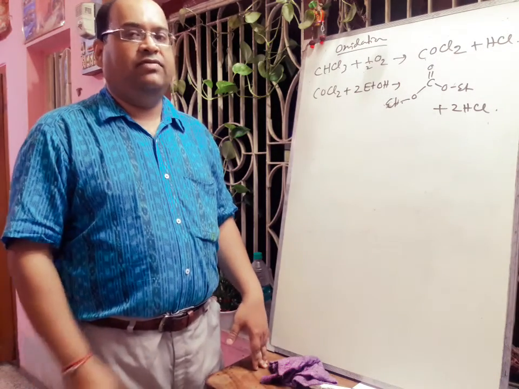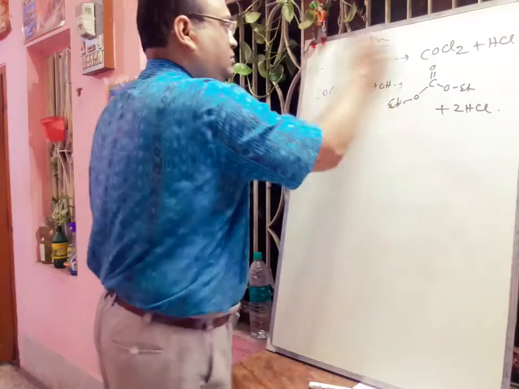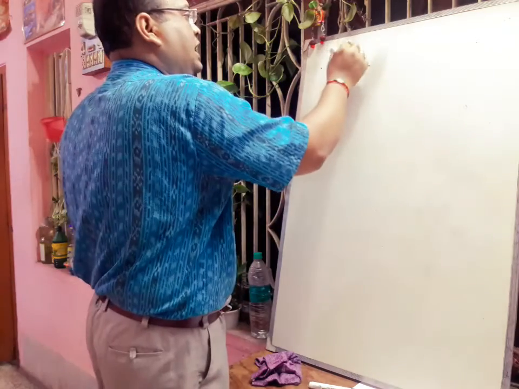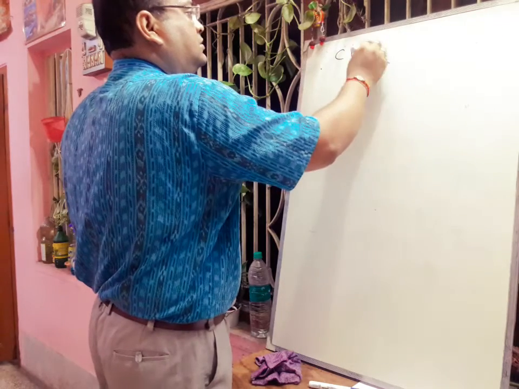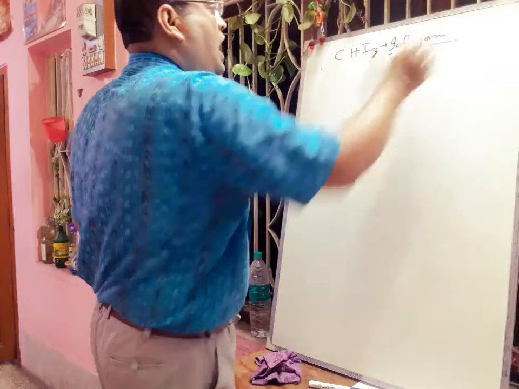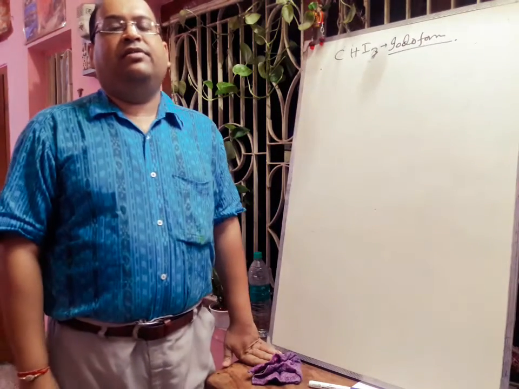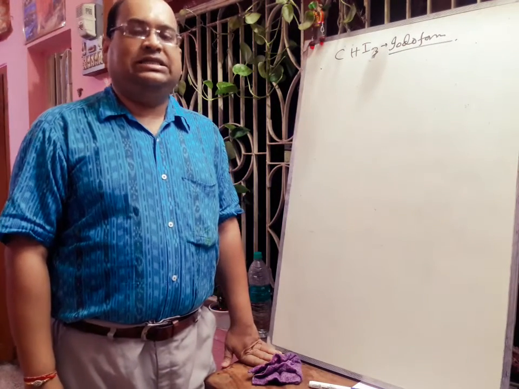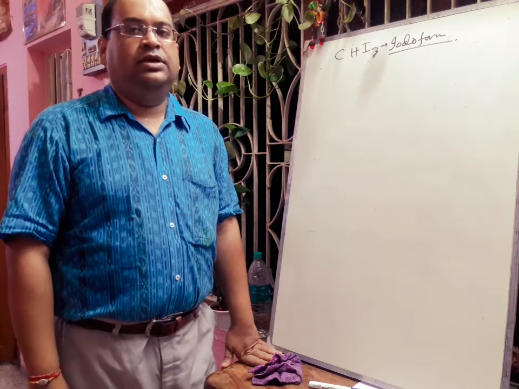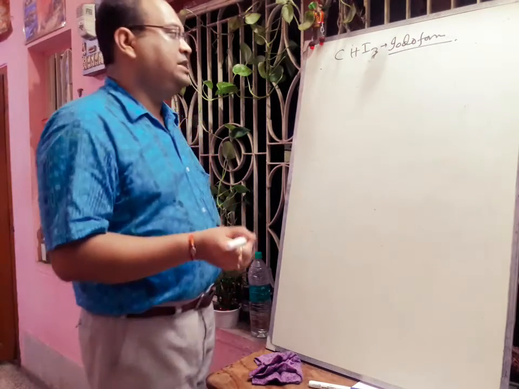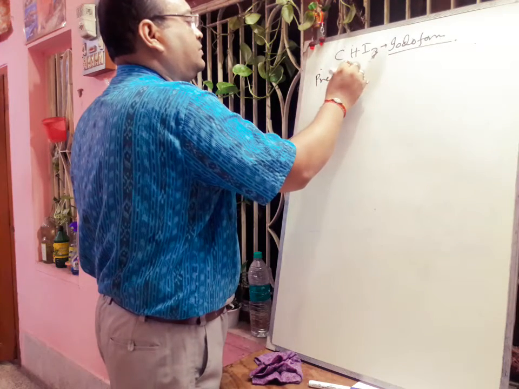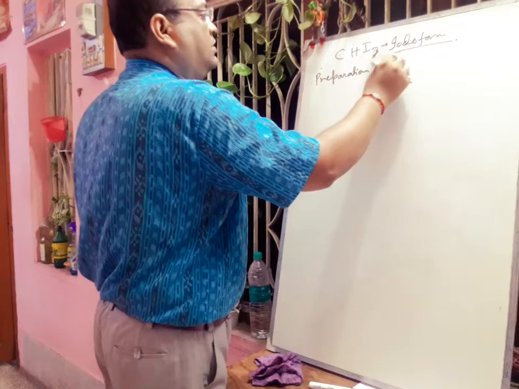Next we will discuss iodoform. The iodoform formula is CHI3. Iodoform can also be prepared from ethanol as well as acetone by using sodium hydroxide and iodine solution. So we will write the reaction step by step. First, preparation of iodoform from ethanol.